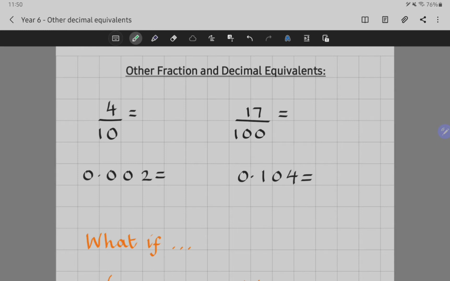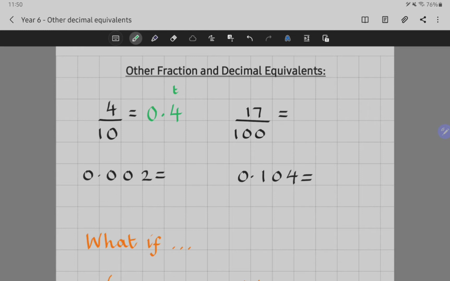So 4 tenths. You should remember from last time, 4 tenths is telling me there's 4 in the tenths column. So there are 0 ones and there are 4 in the tenths column. That's the column that comes directly after the decimal point.